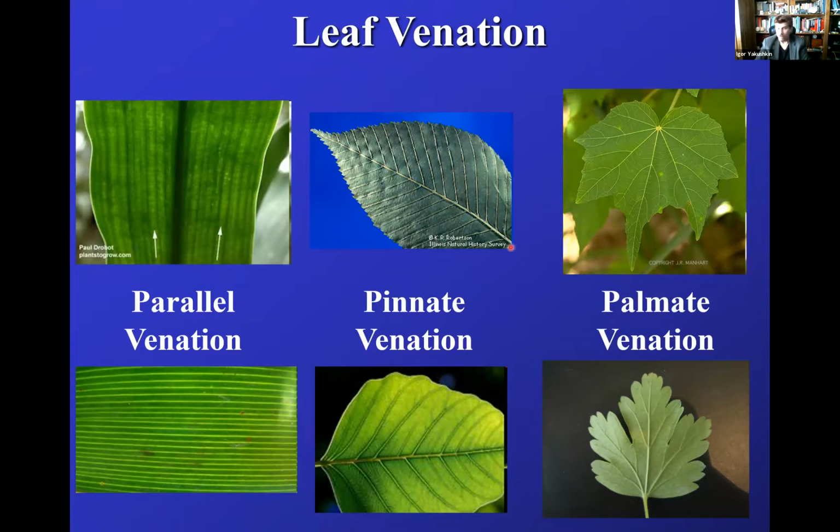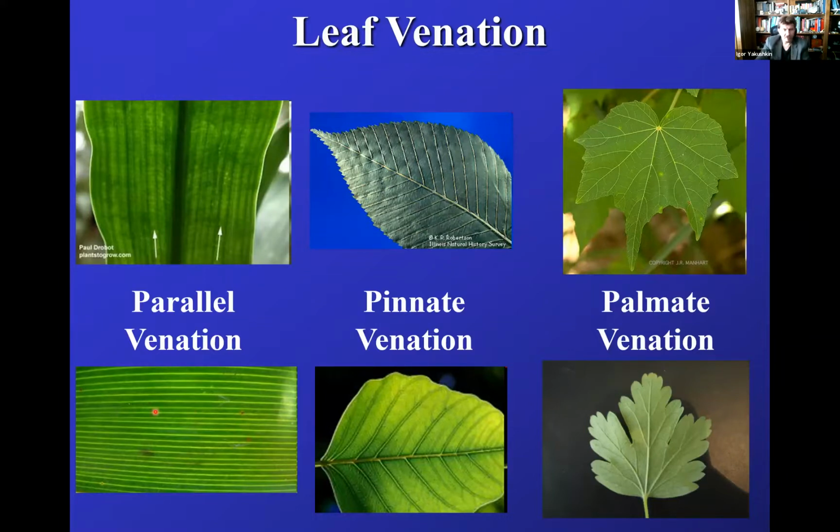What are the veins? Veins are known as the vascular bundles. This is how the water and minerals come to the leaf for the process of photosynthesis, and this is how the sugars produced by photosynthesis will be removed. And there are more than 3 types, but we are going with the 3 major types of venation, starting with the parallel venation.